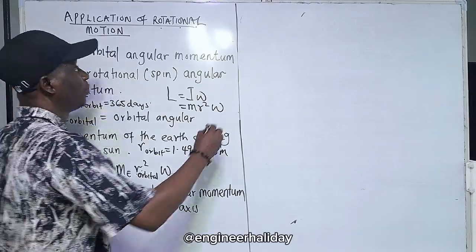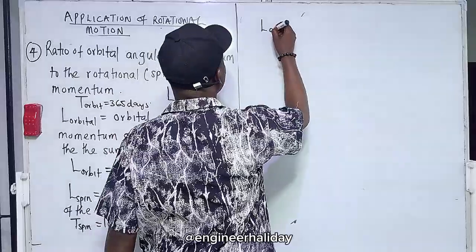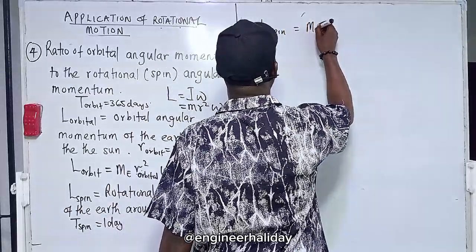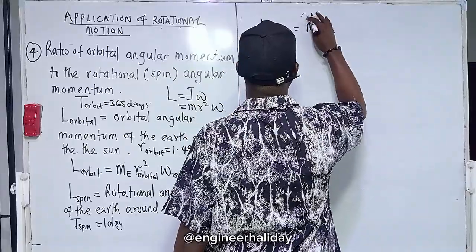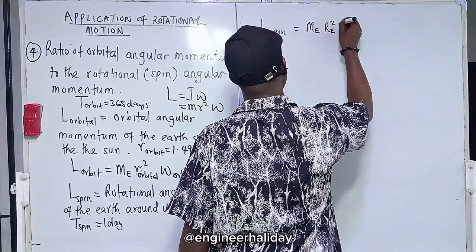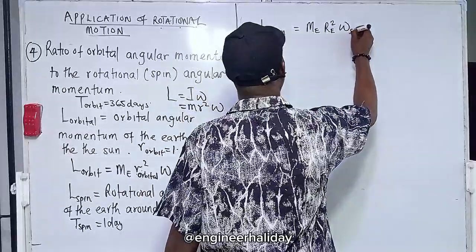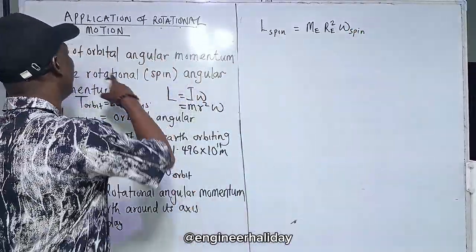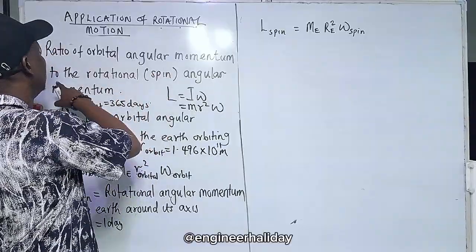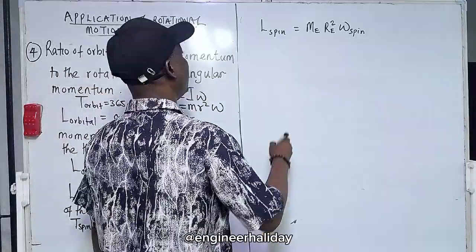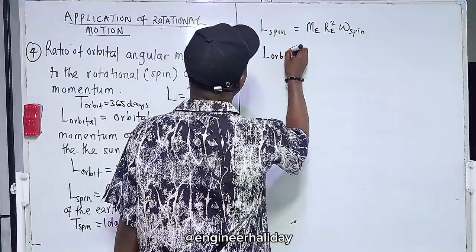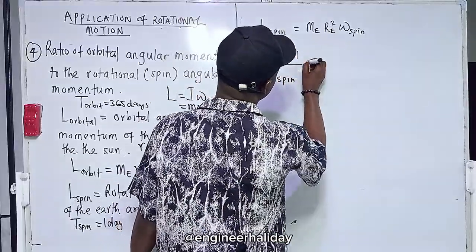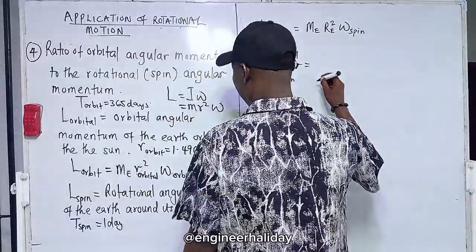Then what is the formula for that? Spin angular momentum, or rotational angular momentum, is equal to the mass of the earth, times the radius of the earth that we use to spin around its axis square, times the angular velocity of the spin. Now they say we should find the ratio of orbital angular momentum to the rotational angular momentum. That will give us L orbit over L spin. So the ratio now, we are going to have what?